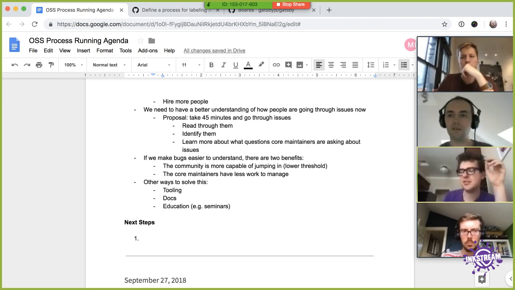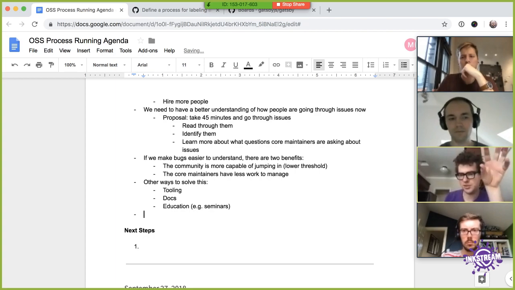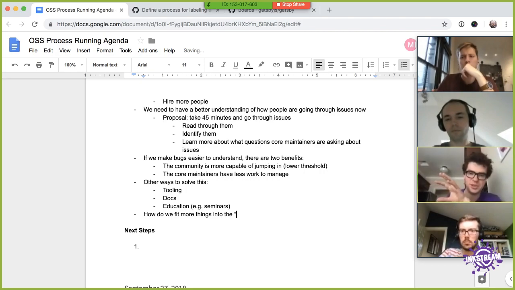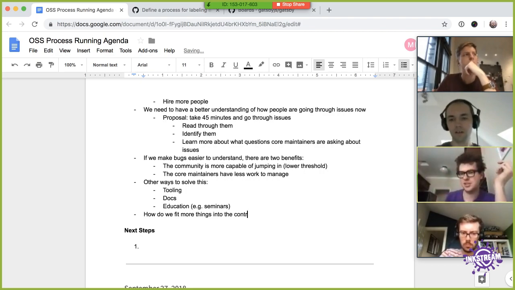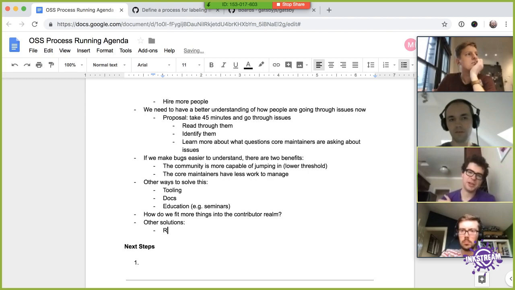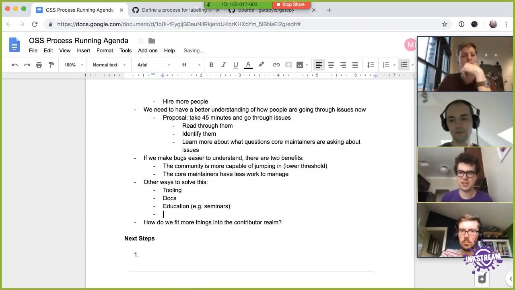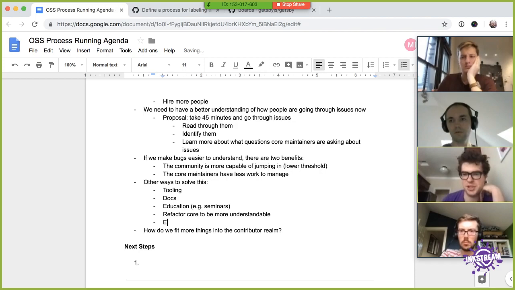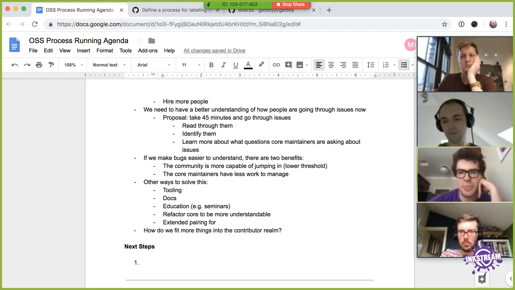Right. So the question is, how do we fit more things into that? That is the core problem, I think. One solution is writing up issues that are really tightly defined. Another solution is refactoring core to make it more clear, adding tooling, educating. We already have the pairing, but maybe we could also identify promising people and do longer pairings, like, hey, we'll spend 3 hours on this more difficult bug once you pass some threshold of showing you're actually serious about learning.